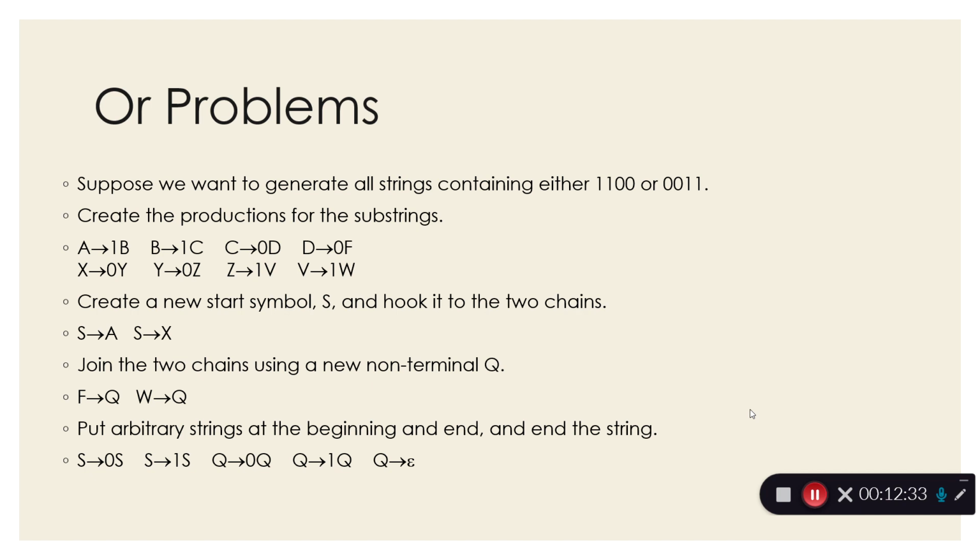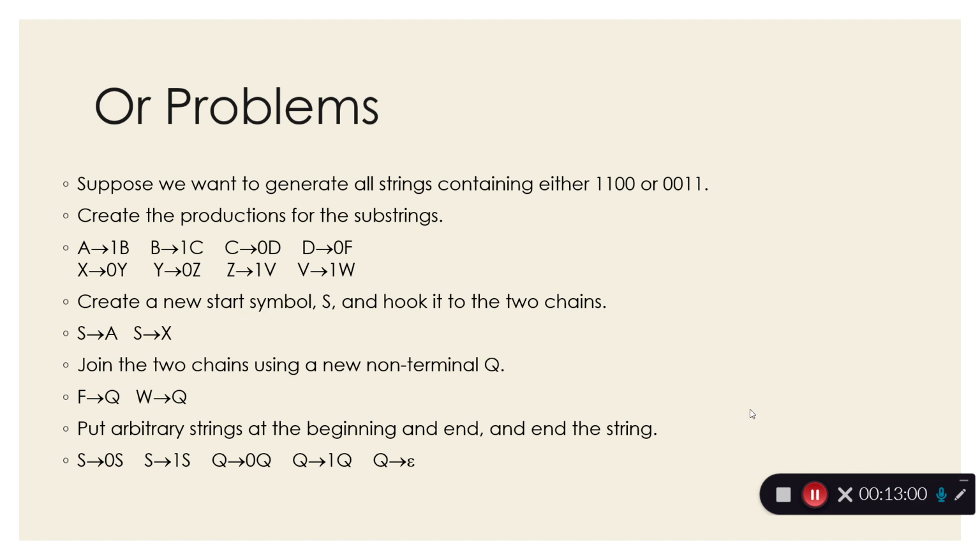Now we're going to create a new start symbol S and hook it into the two chains. And the way we do that is S goes to A and S goes to X. We're going to join the two chains at the end using a new non-terminal Q. Say F goes to Q, W goes to Q. And we'll put arbitrary strings at the beginning and end, and then we'll end the string.